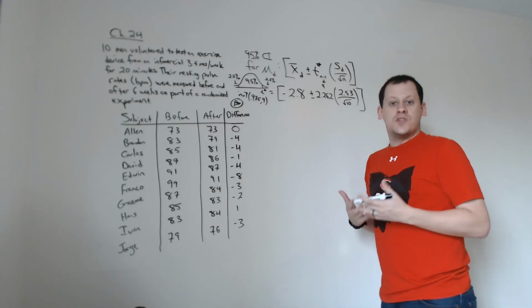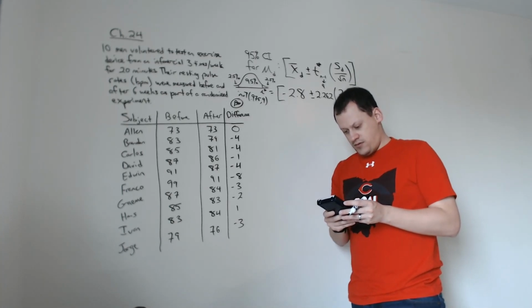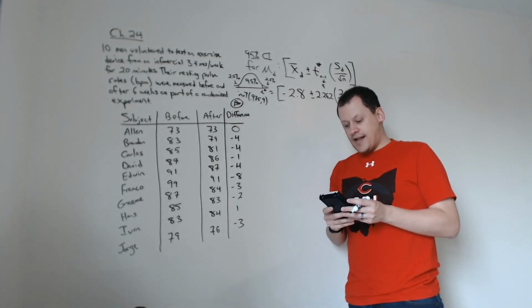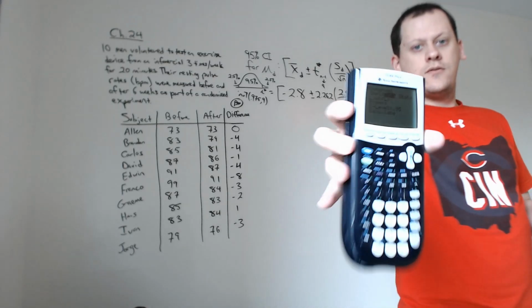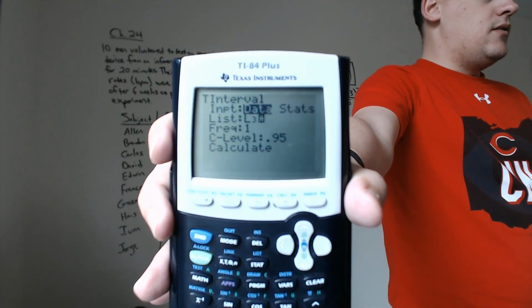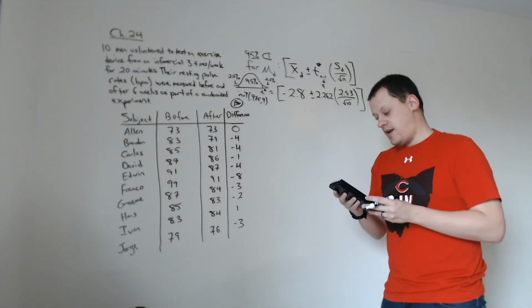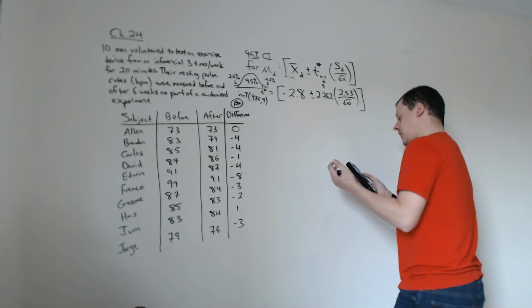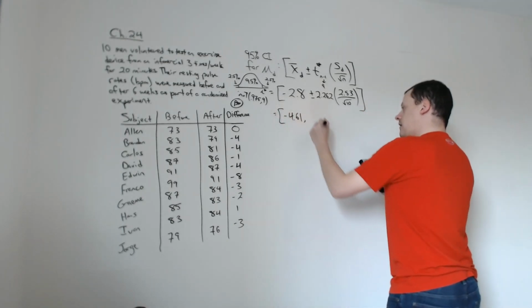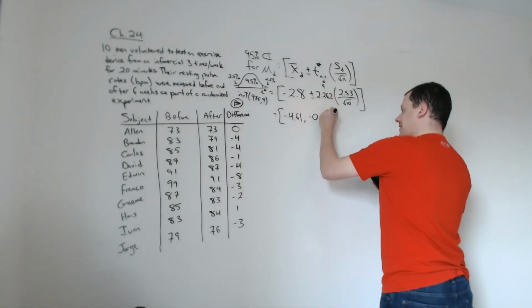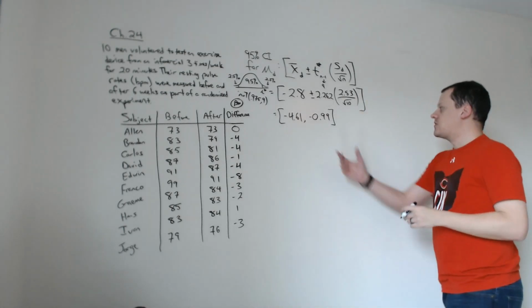I would rather use t-interval at this point. So we've got t interval here. That's under stat tests. You've got data in L3 that you can use for t interval. Data in L3. Your frequency is 1 and your confidence level for this example is 95%, 0.95. So you can calculate this. You get negative 4.61 to negative 0.99. Okay. So this is our 95% confidence interval.